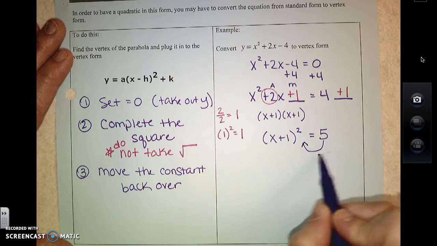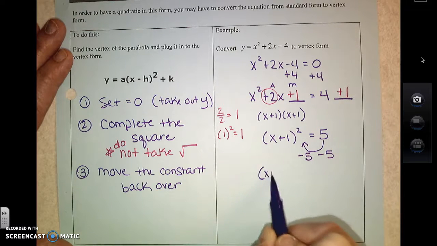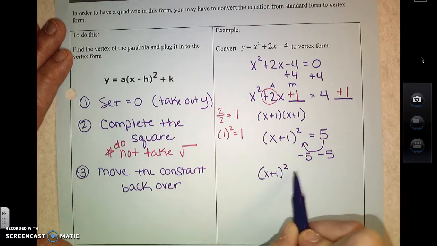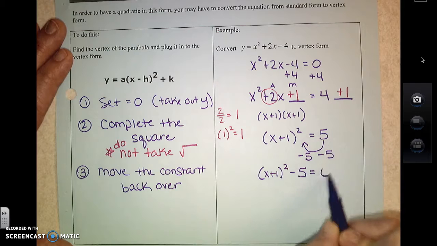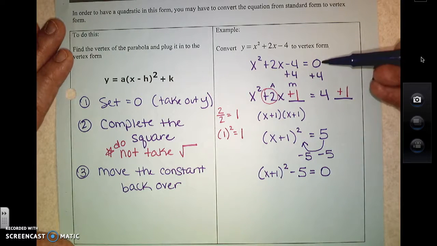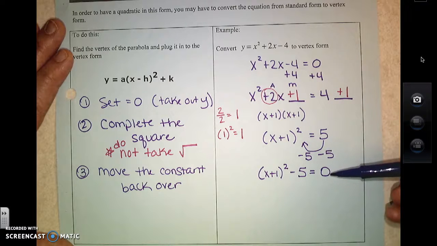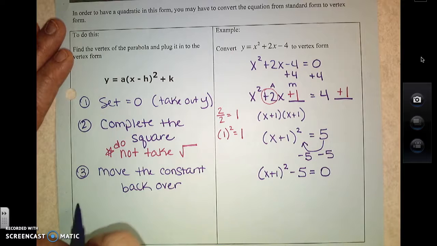Now to move it, I'm going to have to subtract it. So the x plus 1 squared is going to stay. The minus 5 drops down, and now this is equal to 5 minus 5 is 0. Now that's a good thing. I started by getting it equal to 0. I want to get it back where it's equal to 0. And now all I have to do is change the 0 back to a y.